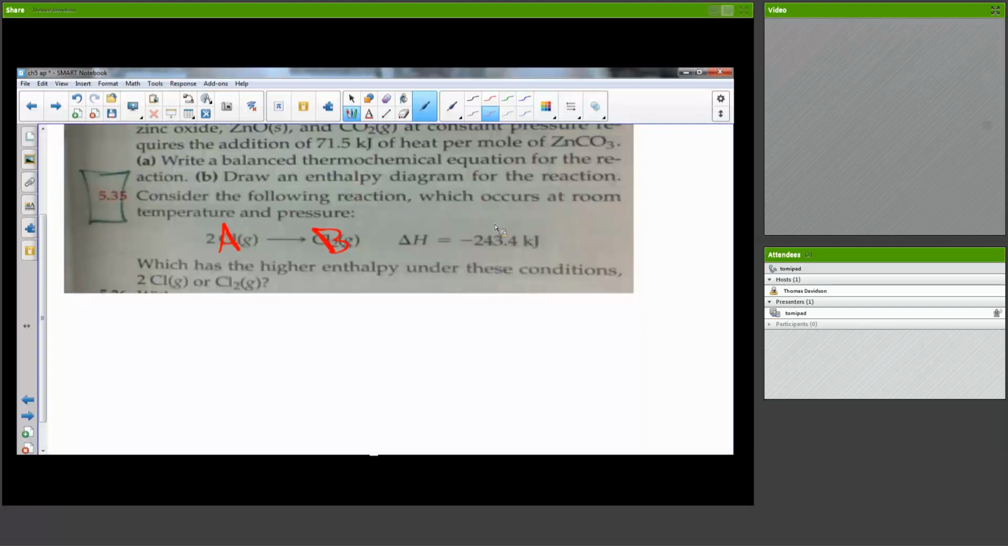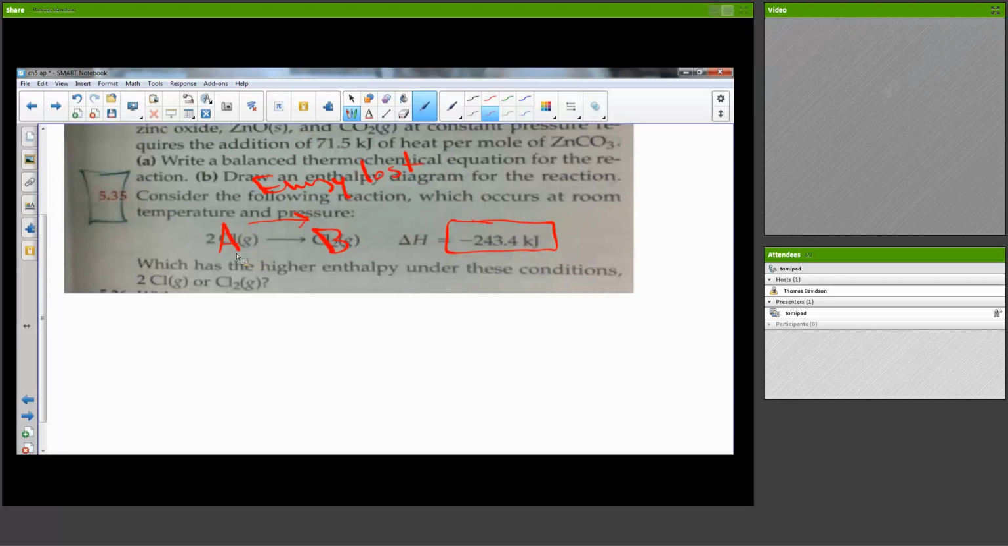What does this negative sign mean? It means that as this process happened, energy is lost. In fact, negative 243.4 kilojoules were lost. So if I lost energy to go to B, that means A had more energy in the first place.